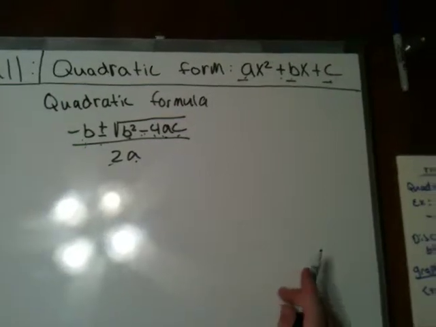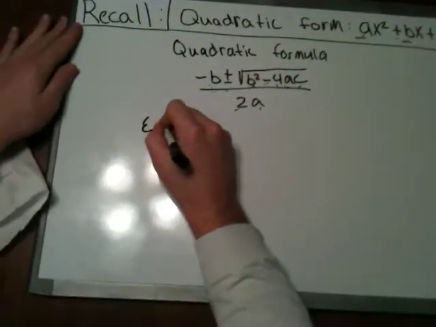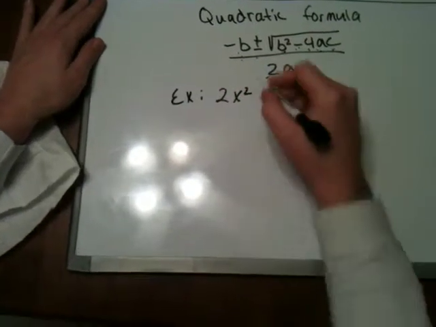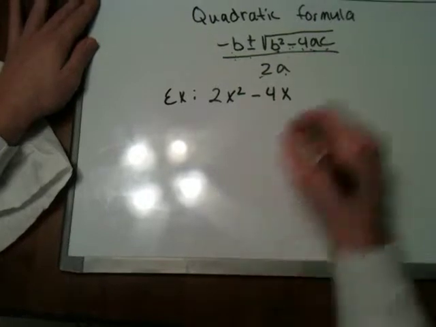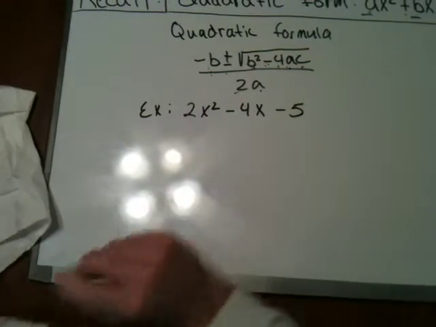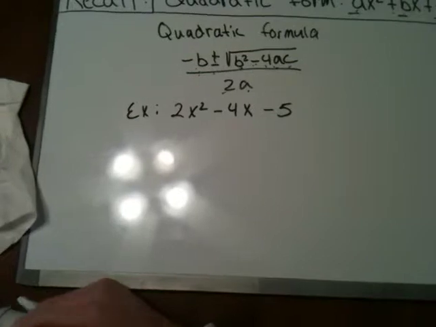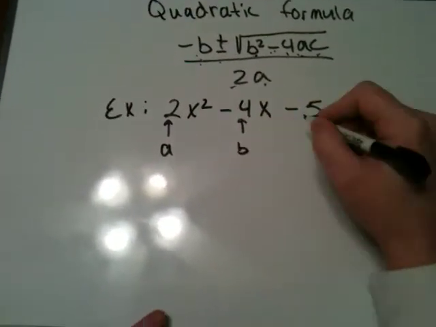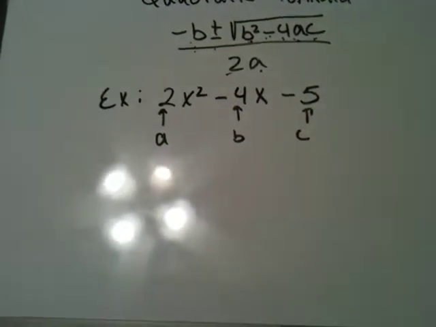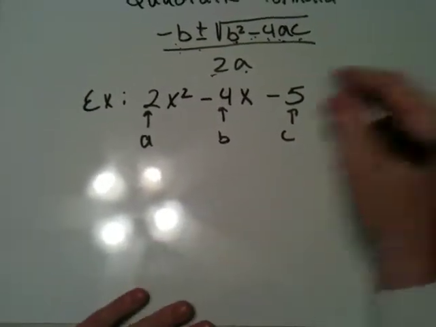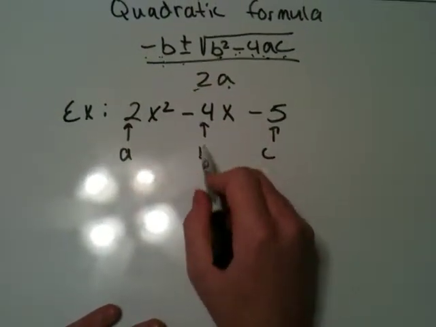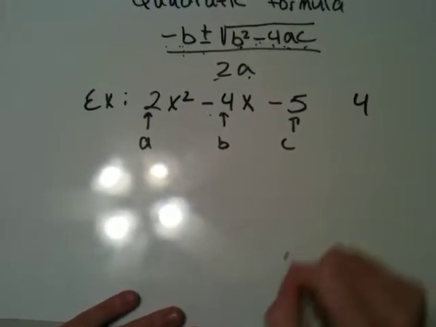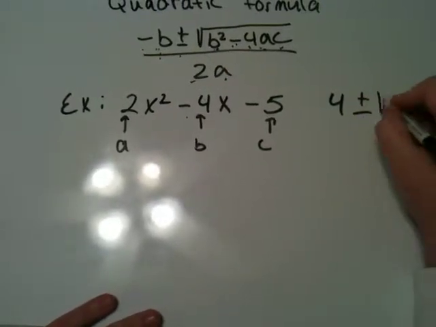Let's look at a general example just so we make sure we understand how to plug our numbers in to our quadratic formula. So we have 2x squared minus 4x minus 5. Okay, and we're going to plug this into our quadratic formula. So right here is my a, right here is my b, and right here is my c. Okay, so opposite of what b is. My b is a negative 4, so opposite of a negative would be a positive 4. So I start right here with a 4 plus or minus square root.